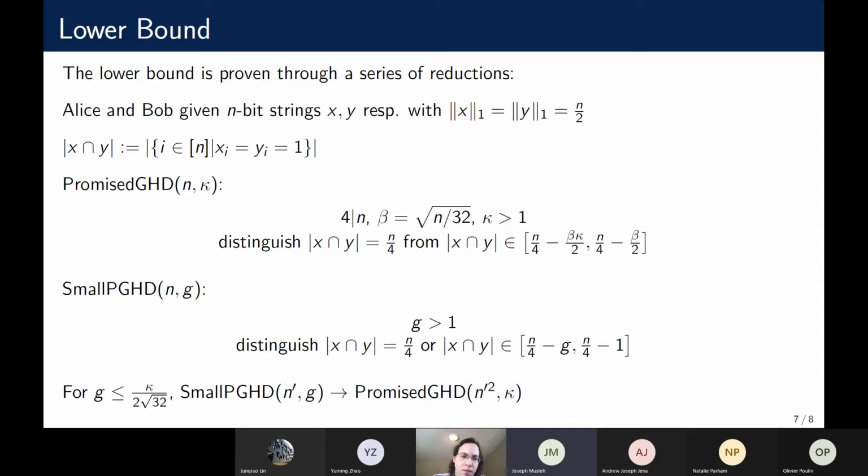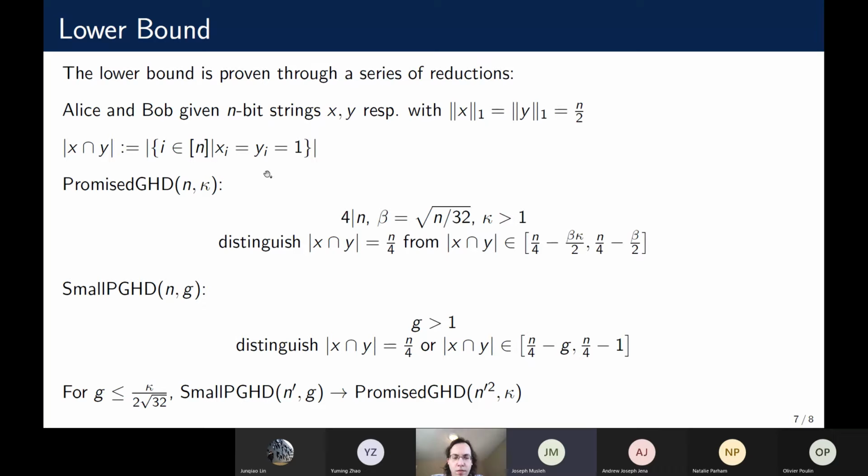So the initial problem that they pose, the context is we start with Alice and Bob each being given n-bit strings, x and y. And we say that each of x and y have exactly n over 2 ones. And so they just define the intersection of x and y to be the indices where x and y agree with each other and where they're equal to 1.